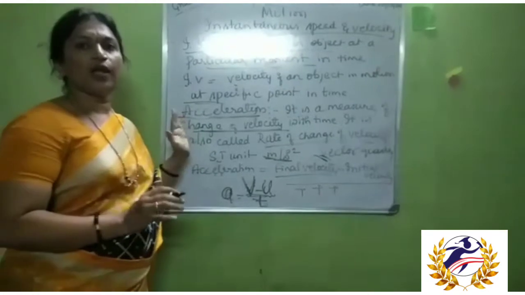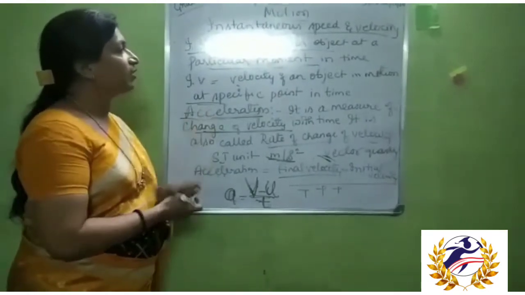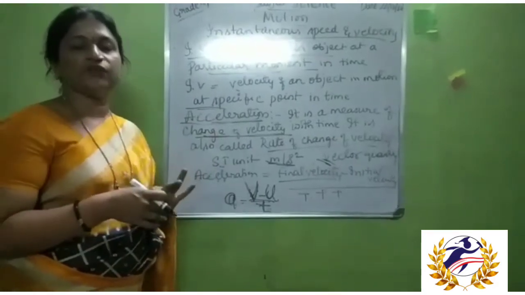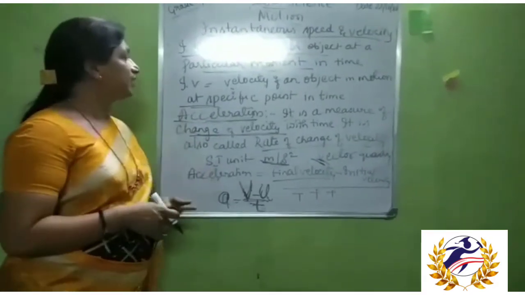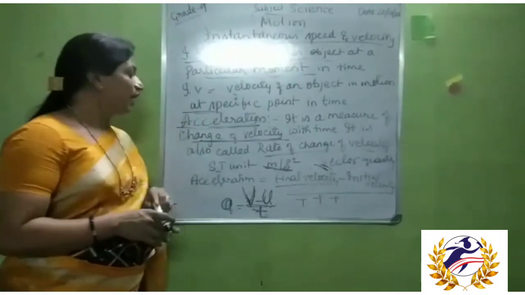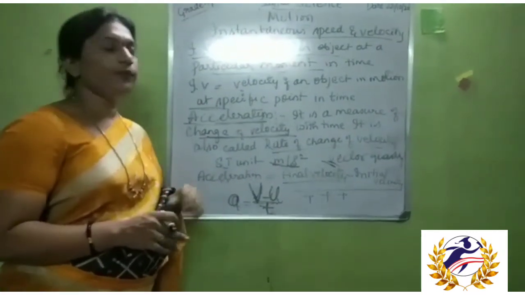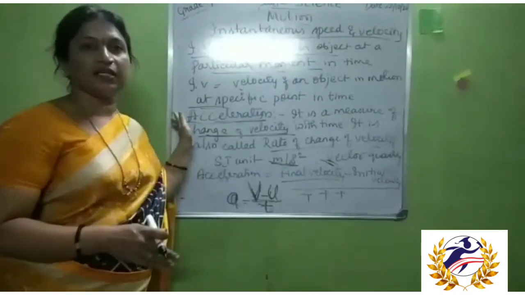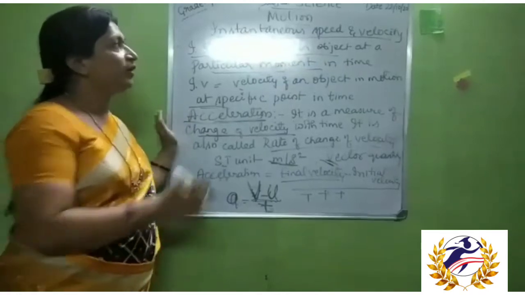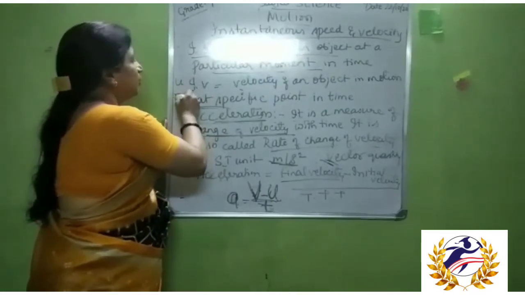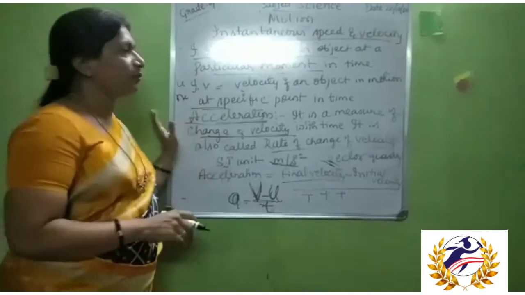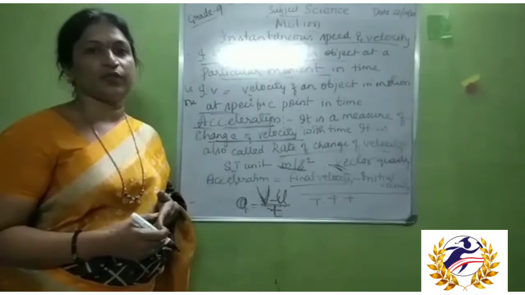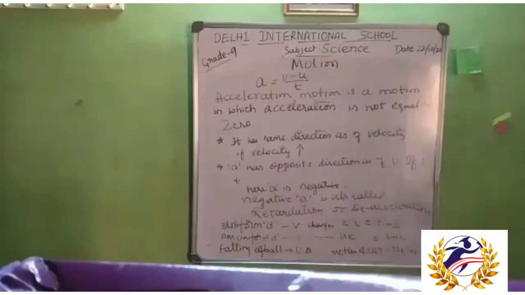So this is all about today's class. We have learnt many concepts today: speed, velocity, average velocity, instantaneous speed, instantaneous velocity, and also acceleration. These are the concepts we have learnt in the last class and this class. Uniform velocity, non-uniform motion and uniform motion are very important concepts for studying the further concepts in the motion chapter. Thank you, dear students.